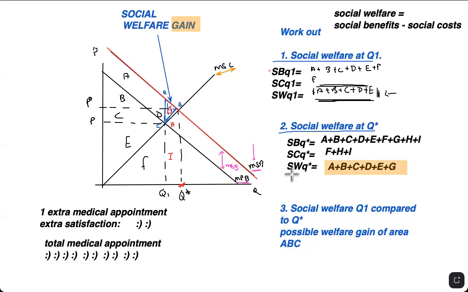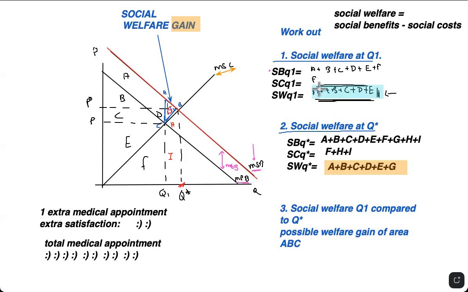Right, now that we know Q star is also a really great outcome, social welfare is positive, it's good to be consuming Q star of this good, and we know that it's also good to be consuming Q1, we are gaining social welfare of A, B, C, D, and E. What we can now do is compare them and say, well, hey, actually, Q1 isn't making us as well off for society as a whole compared to Q star. We could be better off.